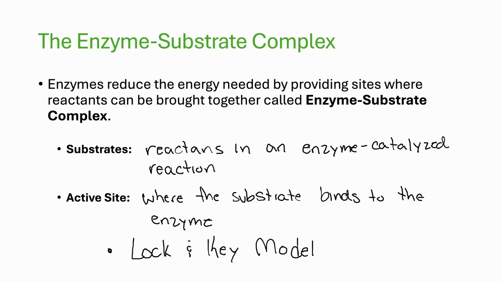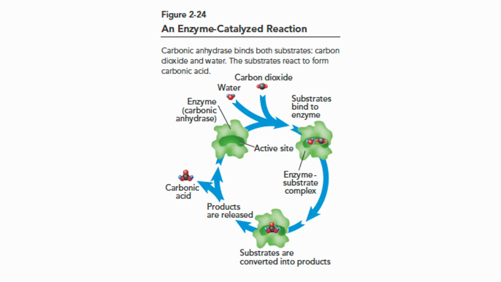into the active site. So if we look at figure 2.24, this is carbonic anhydrase, which is breaking down carbon dioxide. And it binds with both substrates, carbon dioxide and water. So the substrates react to form carbonic acid. As we're looking through here, notice we have water coming in, we have carbon dioxide. Those are our reactants.